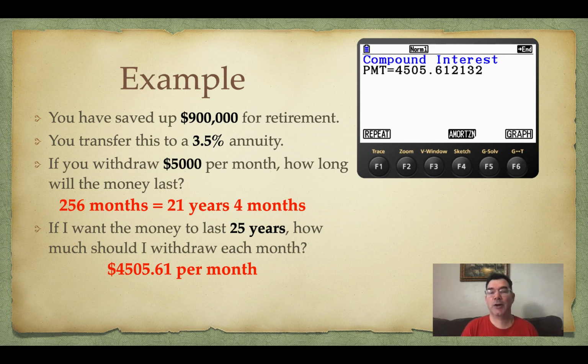So that is kind of a quick discussion on annuities and how to calculate things like how long the money will last and how much you can withdraw each month.